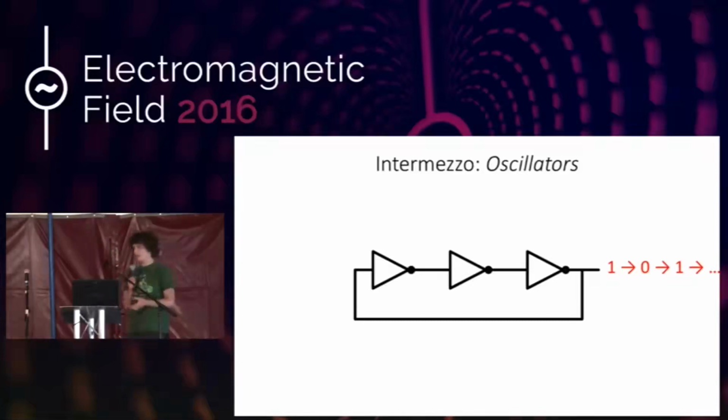And sometimes you want this, for example, if you want to generate a clock signal. But if this is hidden somewhere deep into your circuit, and all of a sudden your circuit starts changing randomly from 1 to 0 all of the time, then you probably won't be happy. So how do we solve this?